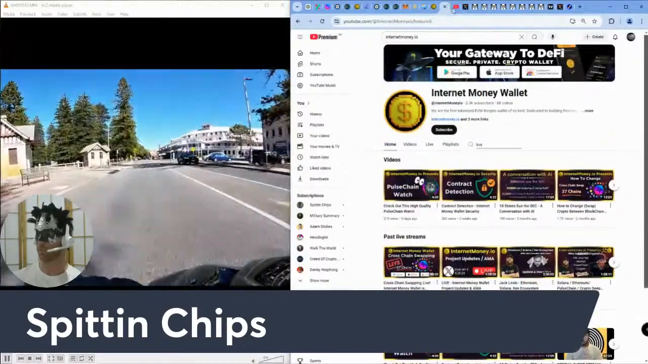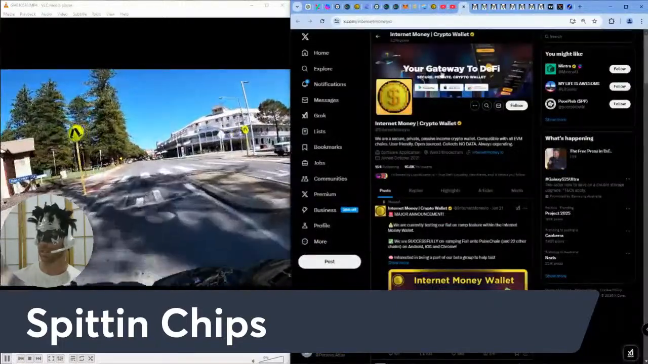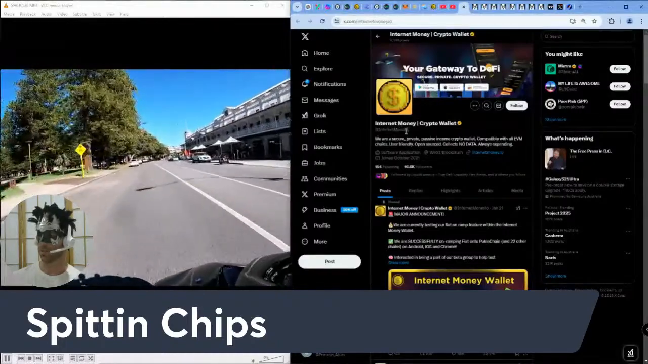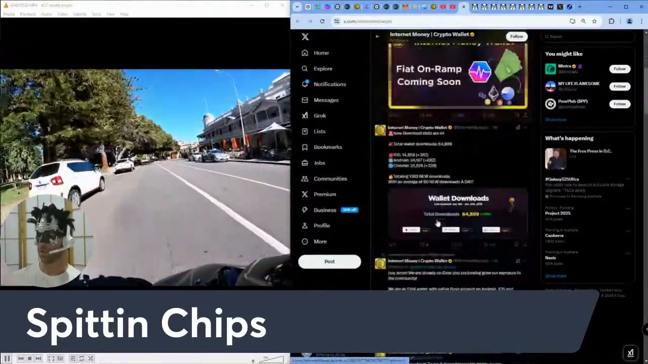You don't need to go directly on this one, but if you want to go directly to the source, that's Internet of Money. And also Internet of Money has the X profile, which is formerly Twitter. So you can find it as well, which is at internetmoney.io. And just so you have a bit of information on what they're doing as well.